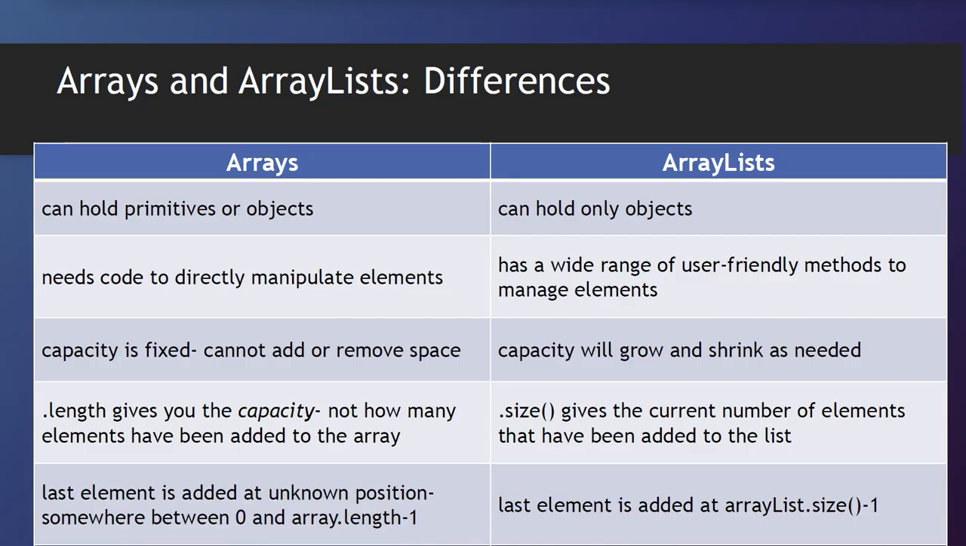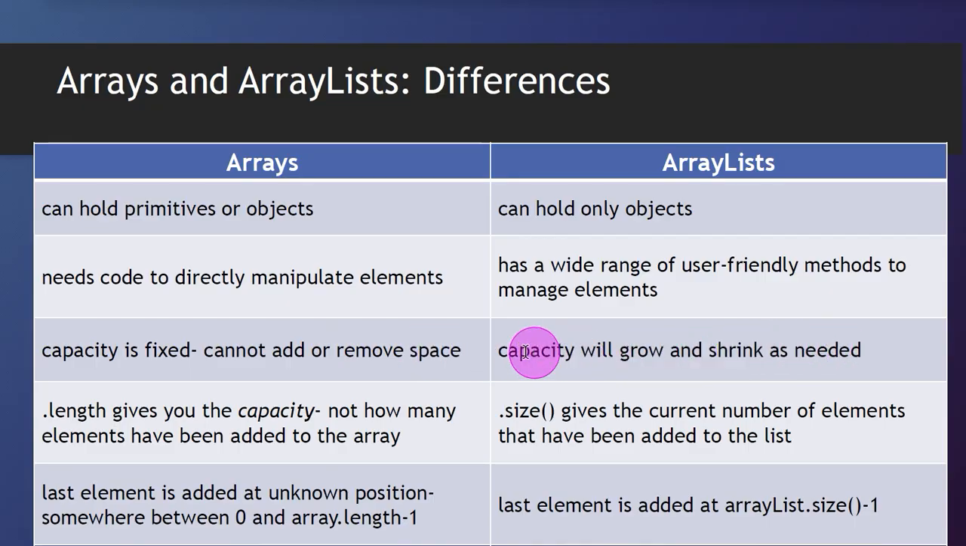ArrayLists, on the other hand, come with a very large collection of user-friendly methods that allow you to manage and manipulate the elements in many different ways. This is a big advantage of using ArrayLists. Arrays are fixed in size. Once you declare an array, you cannot change its size, but ArrayLists will grow and shrink as needed.